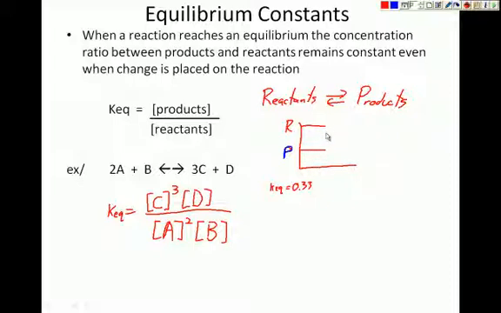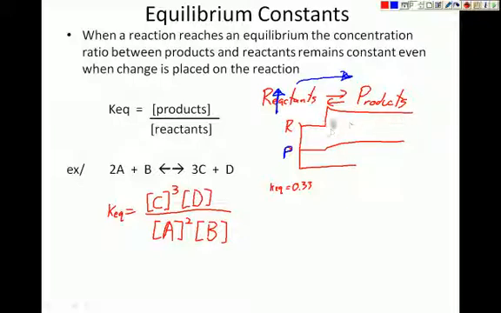Now let's pretend we increase the concentration of reactants. So the concentration of reactants goes up. Therefore, it is going to shift right, and the concentration of products is going to go up, and it reaches a new equilibrium, and the concentration of the reactants is going to go down. But before it goes down, we added reactants, so the concentration went up, and then the concentration went down.